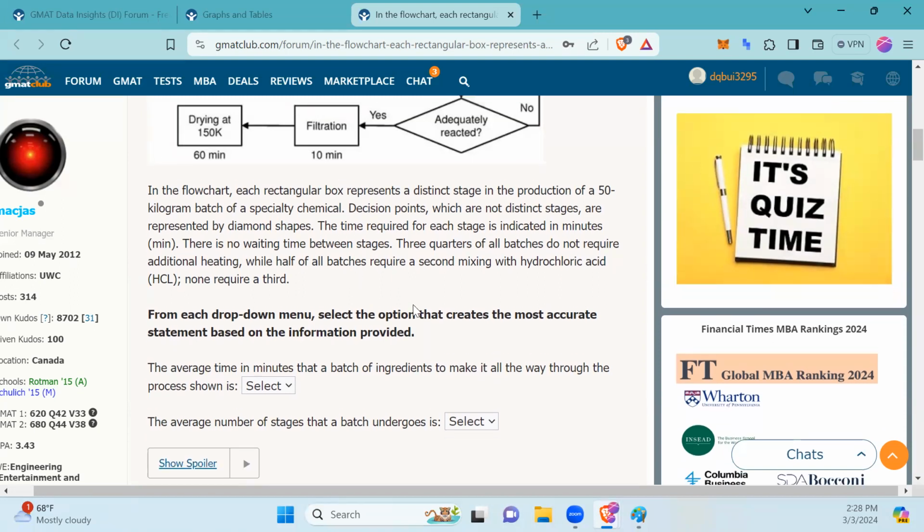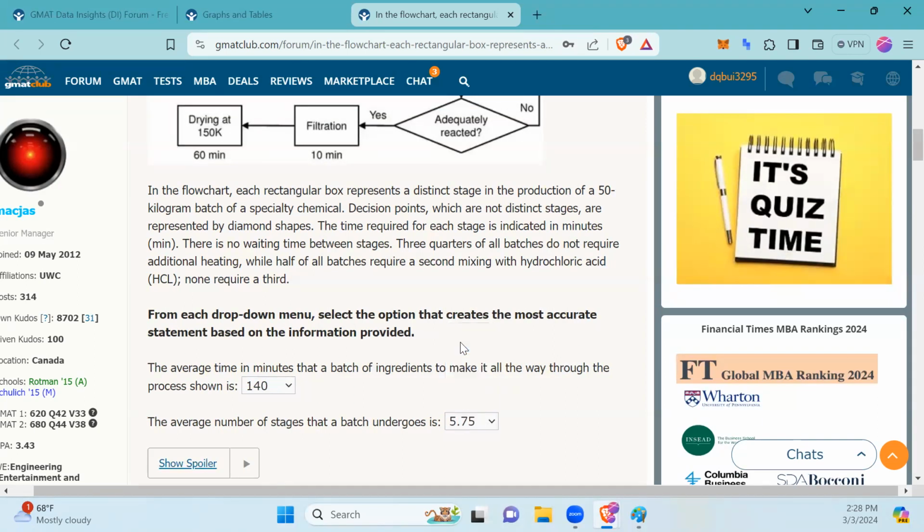Alrighty then. So what's your selection for the first question? The average time in minutes that a batch of ingredients takes to make it all the way through the process shown is 140 minutes. Okay. The average number of stages that a batch undergoes is what? 5.75.